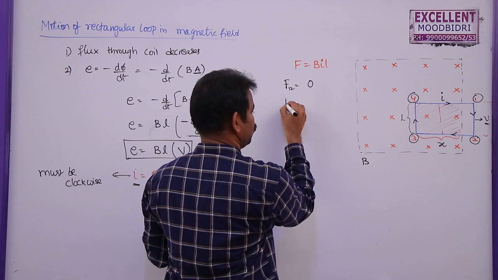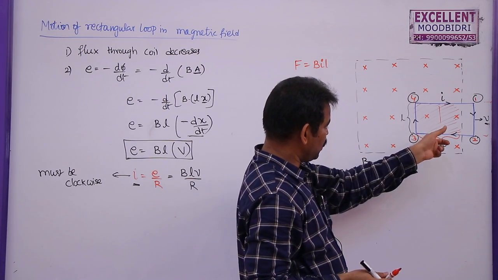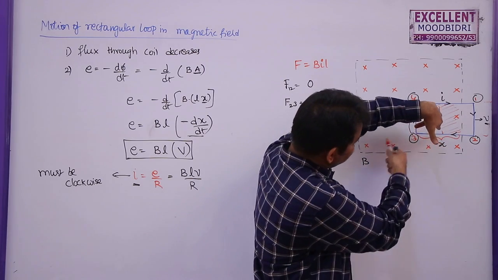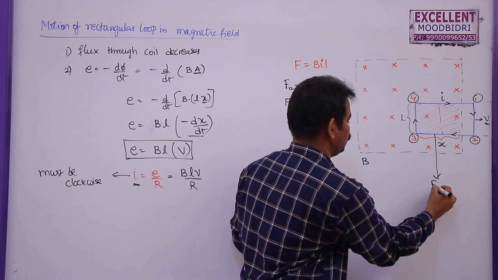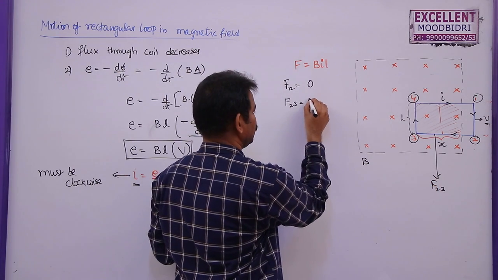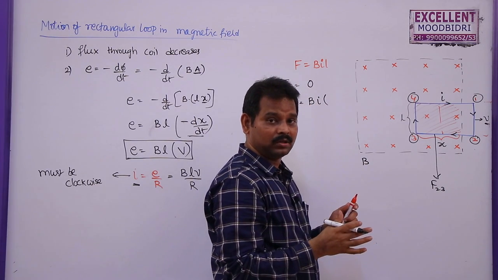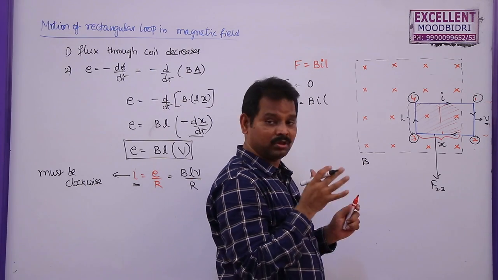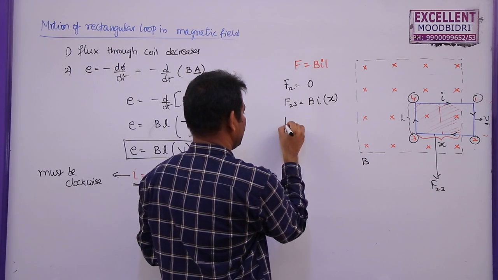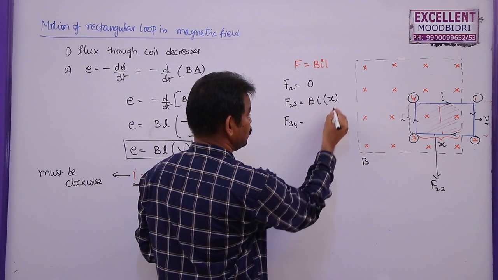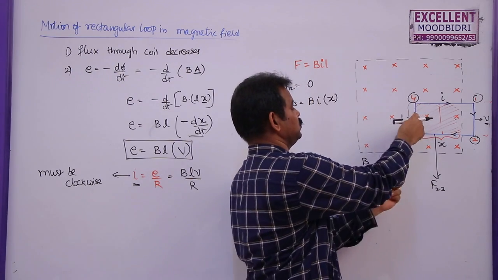What is F23? Here the field is into the board. Now current is passing like this towards this side, so the force will act downwards. So F23 is acting downwards, which is B times current I times the length of the wire within the field, which is x only. So I am going to take it as B I x. Similarly F34 is downwards. Here the field is inwards, current is flowing upwards, and the force is outside.